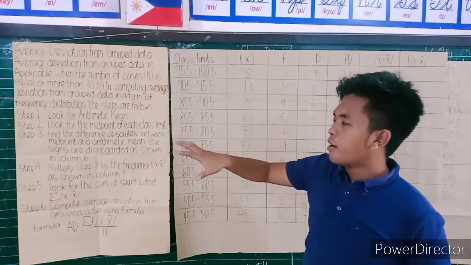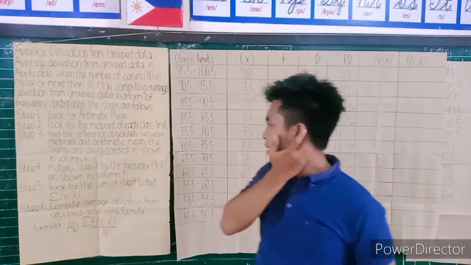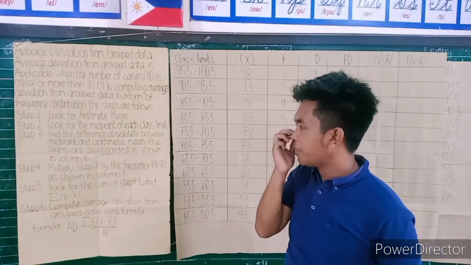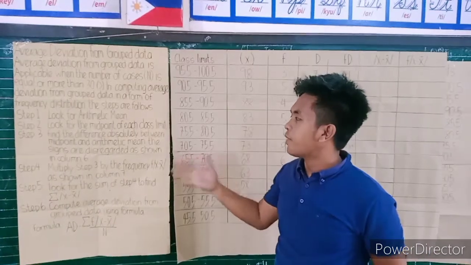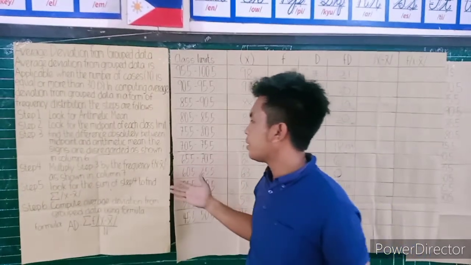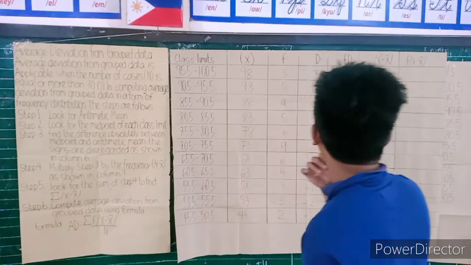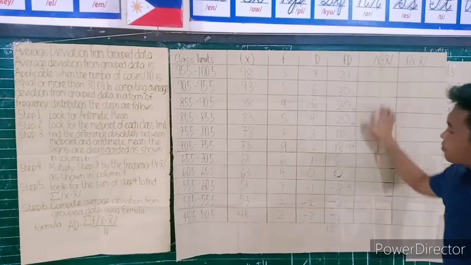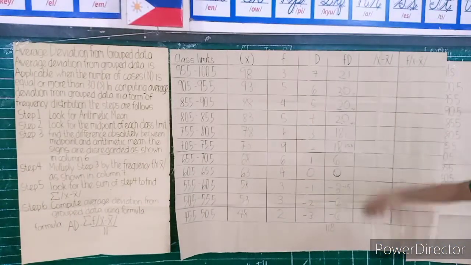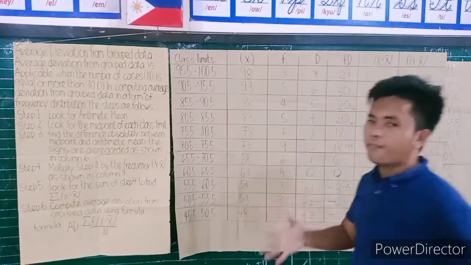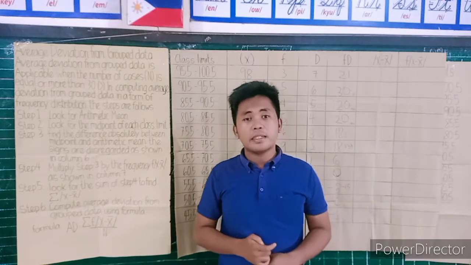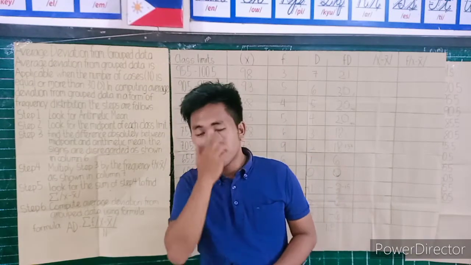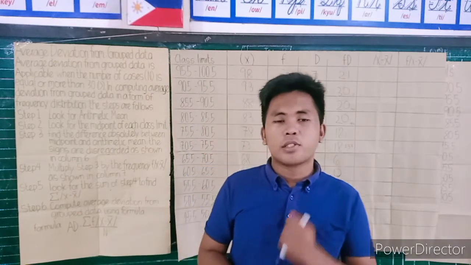98. Third, we have to find the difference between the midpoint and the arithmetic mean. Okay? How to get that? Find the difference between the midpoint and the arithmetic mean. Signs are disregarded in column 6. Okay? In this column, how to get that? Find the difference. If we talk about finding the difference, that is subtraction. Okay?